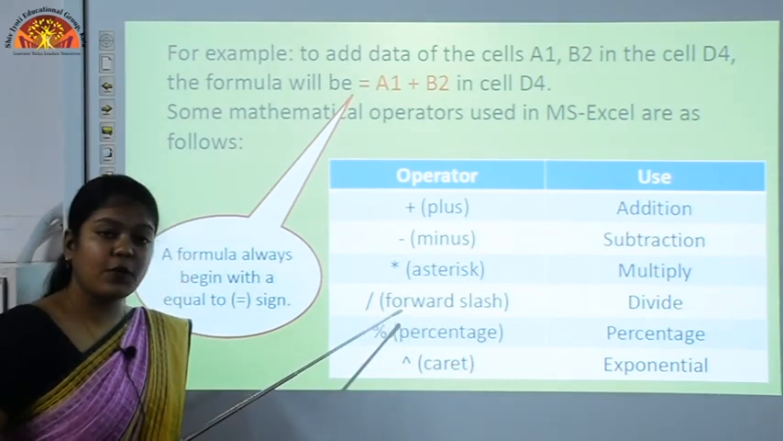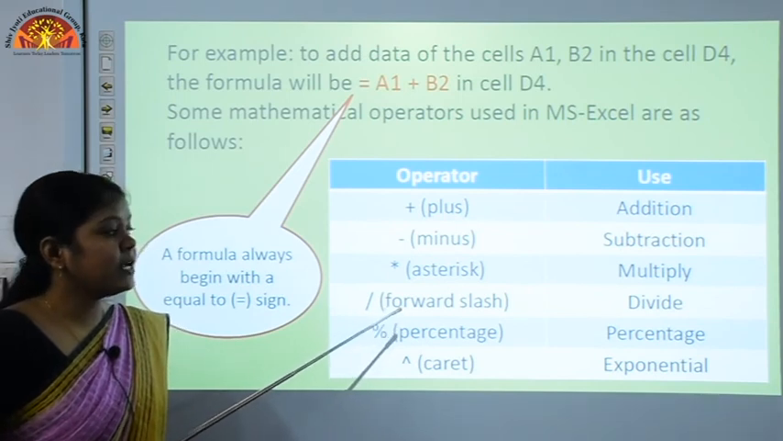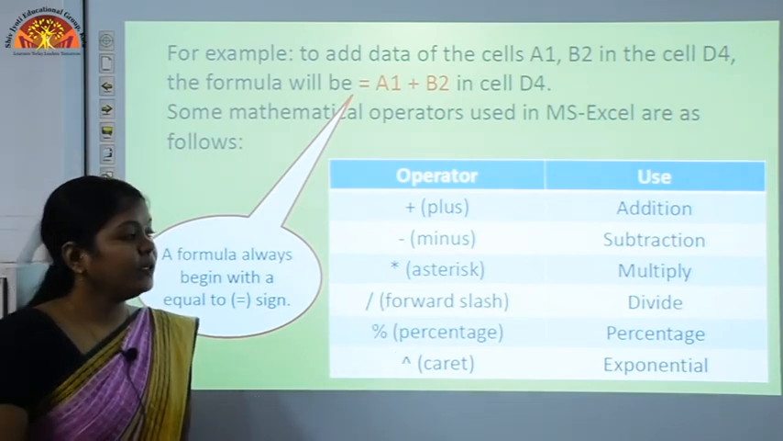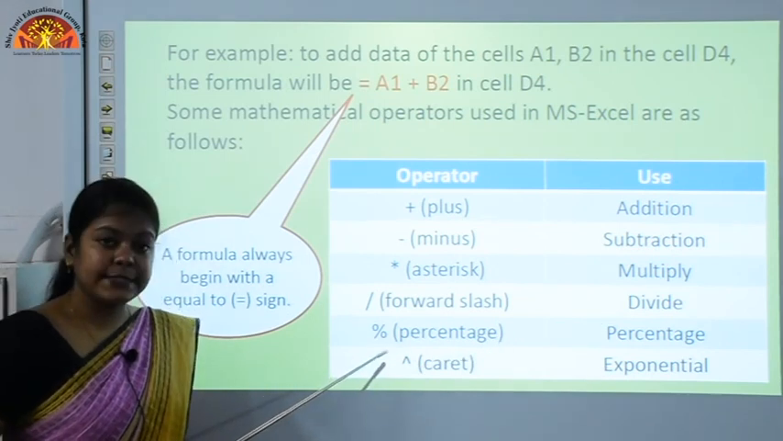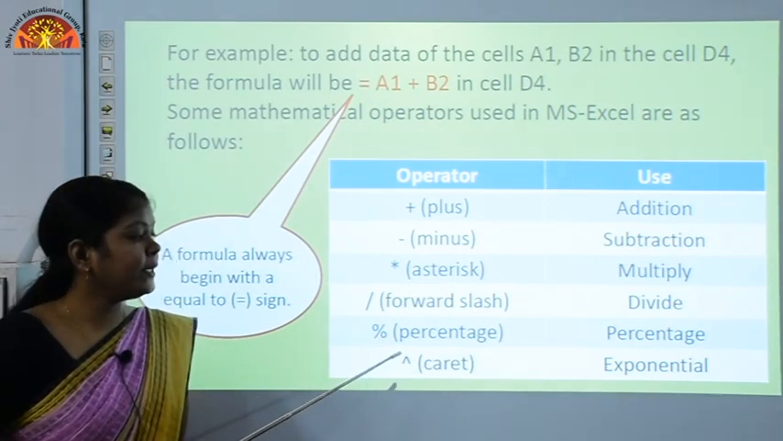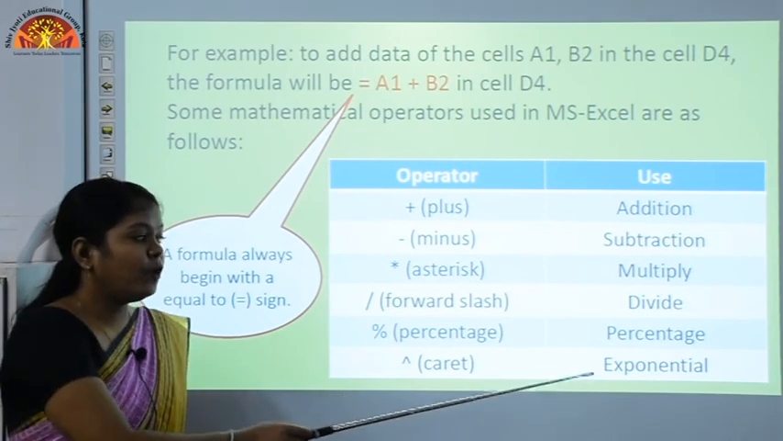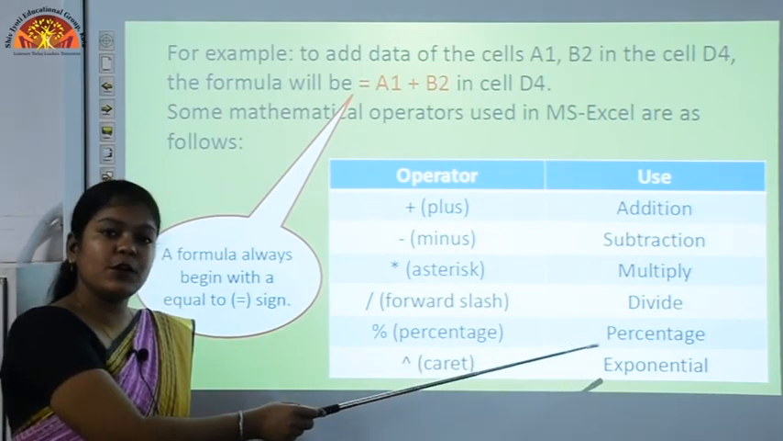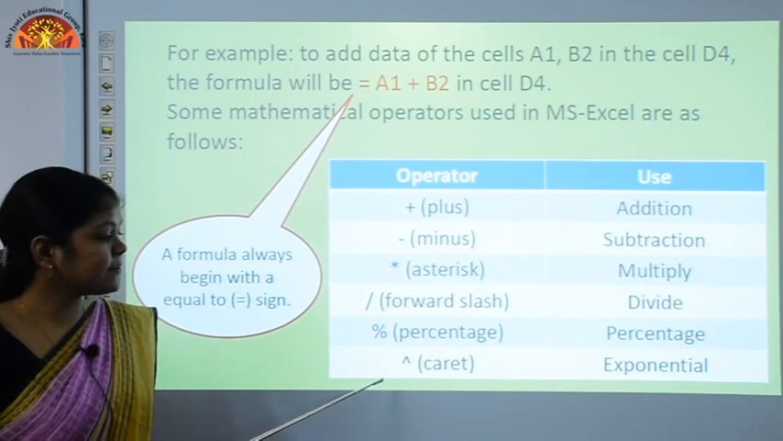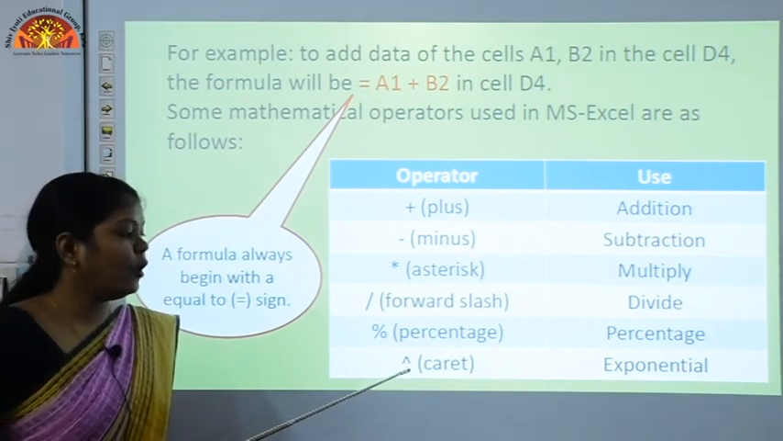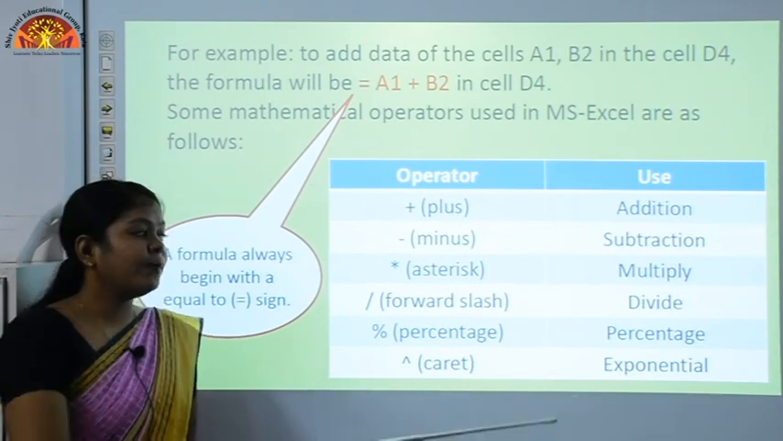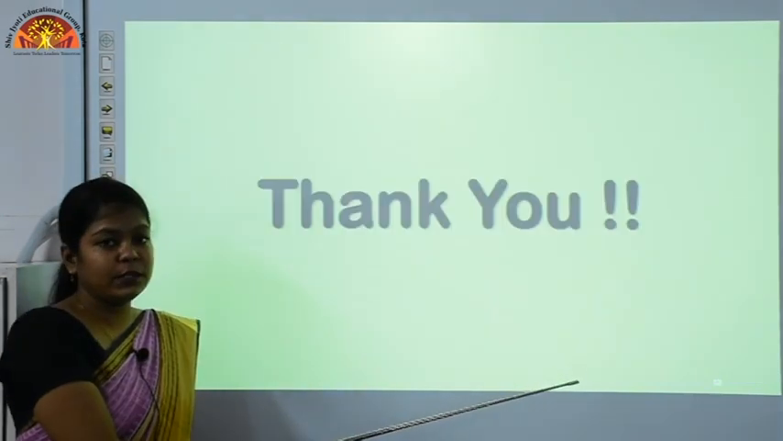Next we have forward slash. This forward slash operator is used to perform division on the numbers. Next, percentage. Students, percentage operator is used to calculate the percentage of the numbers. Next we have the caret operator. Students, caret operator is used to perform exponential operation on the data.